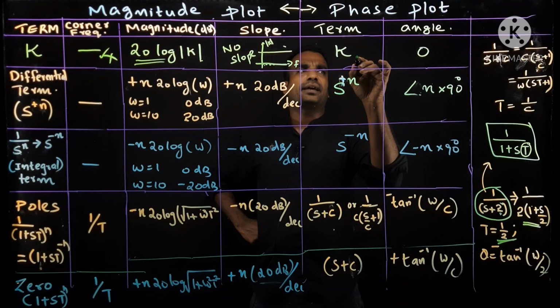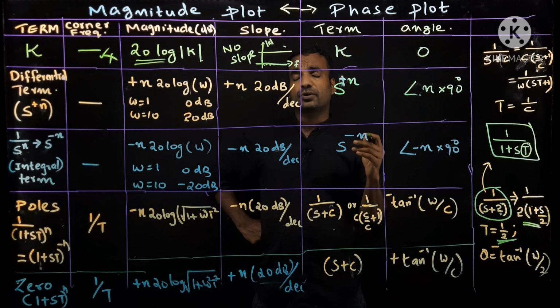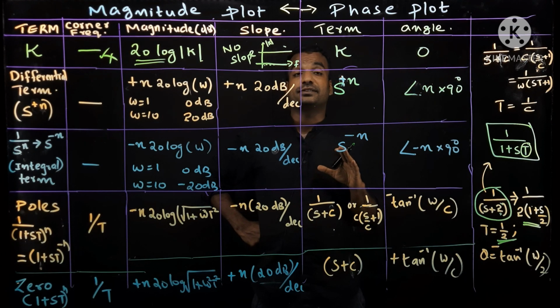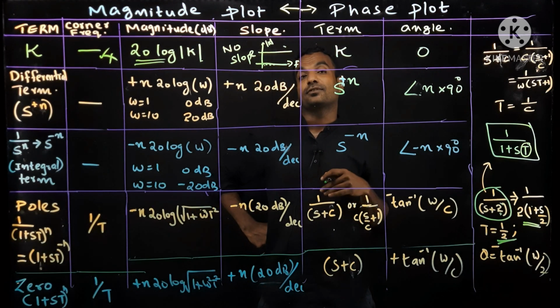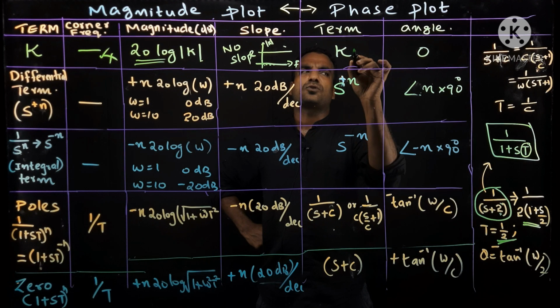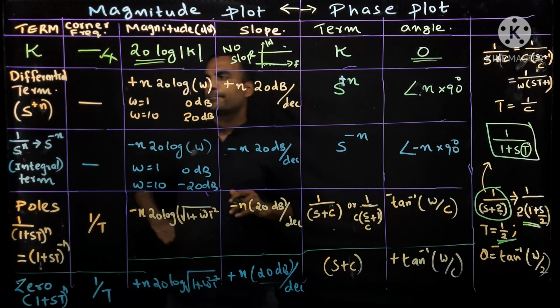Now for this term k, this side is representing the phase plot. In the phase plot, in the x-axis we are taking frequency, whereas in the y-axis you are taking phase or angle. So as it is a constant term, no angle. So I hope this is okay.